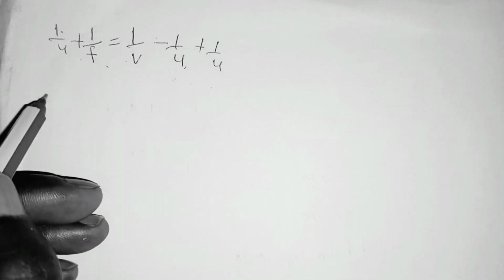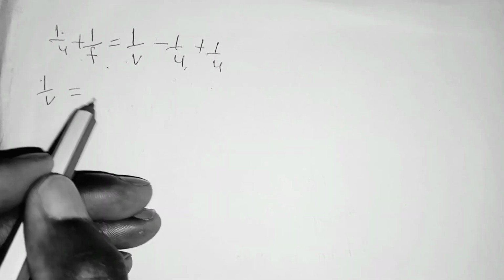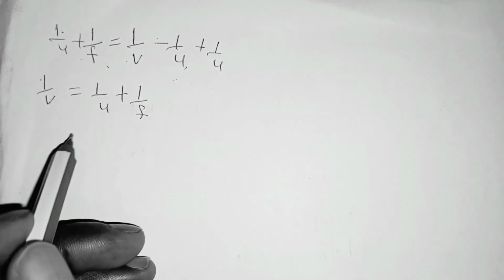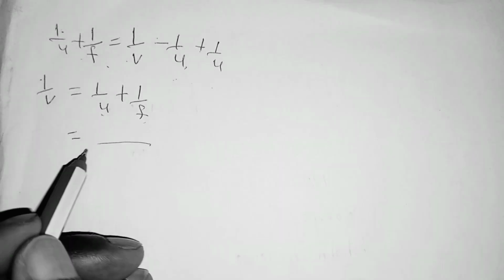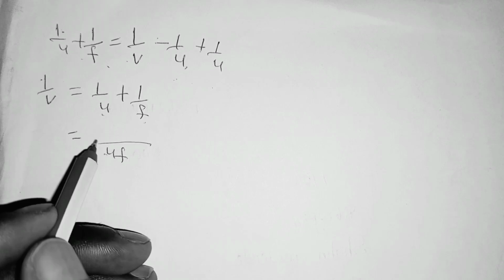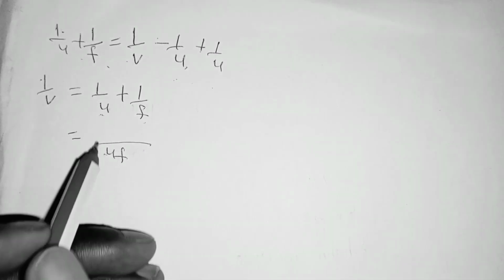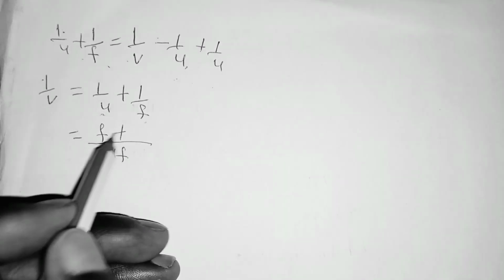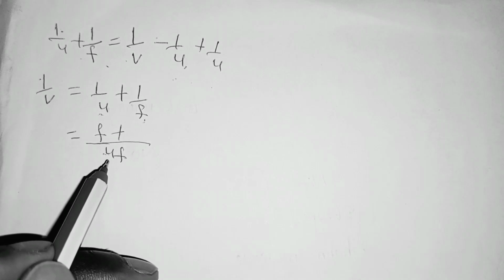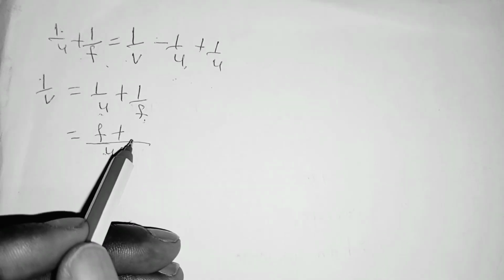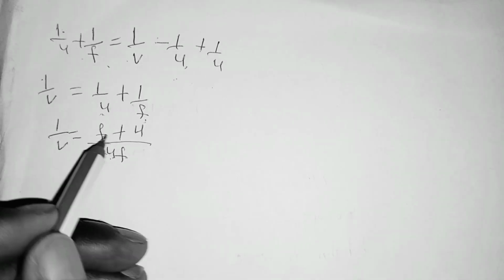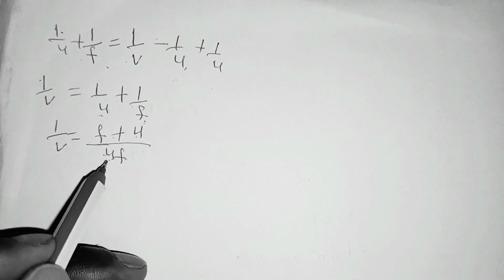so that you will be left with 1 over V is equal to 1 over U plus 1 over F. LCM of U and F is UF. UF divided by U is F. F times 1 is F. Plus UF divided by F is U. U times 1 is U. So 1 over V is equal to F plus U divided by UF.